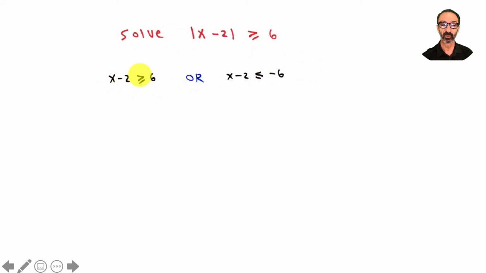X minus 2 will be greater than or equal to 6, or x minus 2 will be less than or equal to minus 6. We're going to add 2 to both sides, both ways. X is greater than or equal to 8, or x is less than or equal to negative 4, and that's how we graph it.